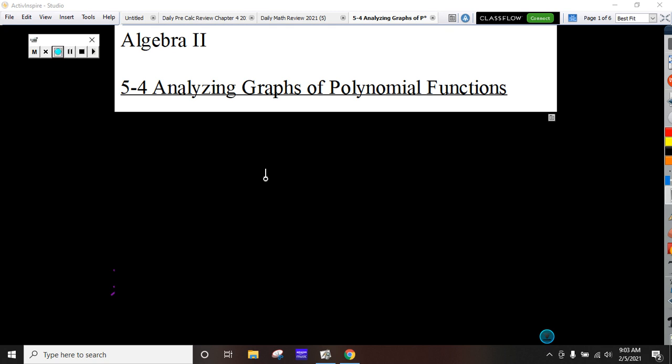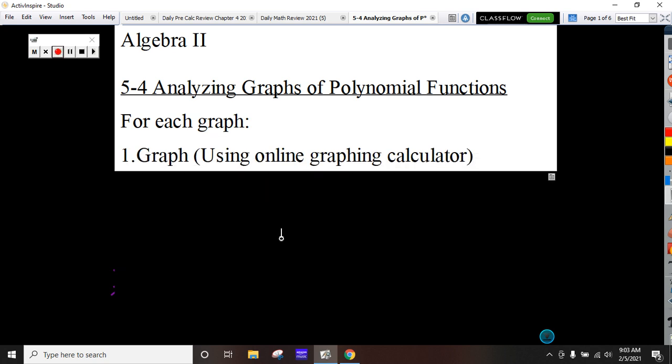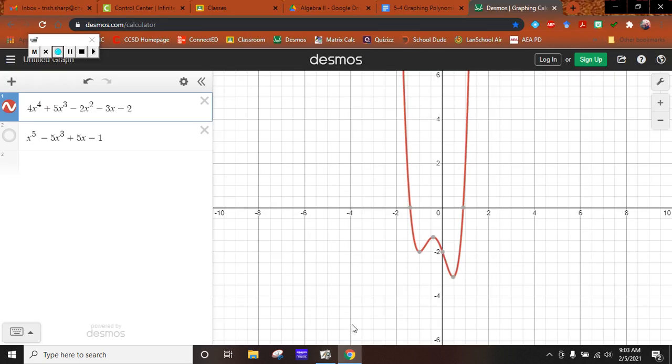So first I'm going to talk about what we're going to do with each one of our equations that we're going to graph. So for each graph, you're going to first graph it, and we're going to use our online graphing calculator. That's the Desmos graphing calculator that we've used in the past. So it's still going to be the same graphing program, and I'll show you how I got that graph in a second.